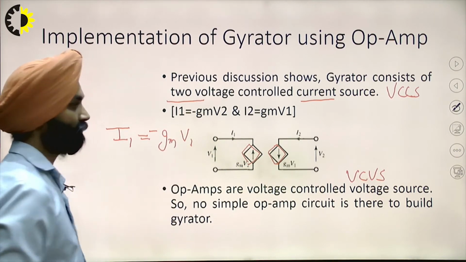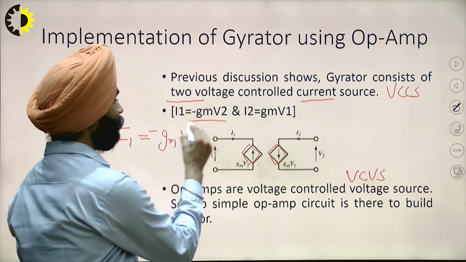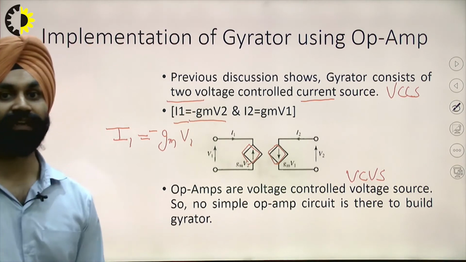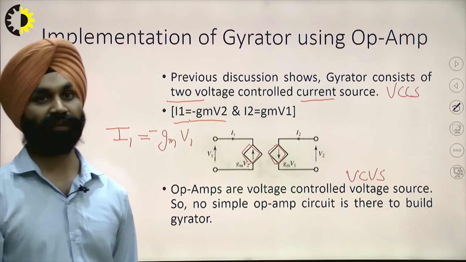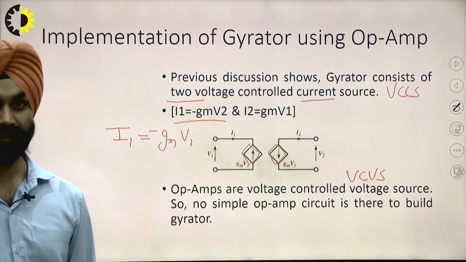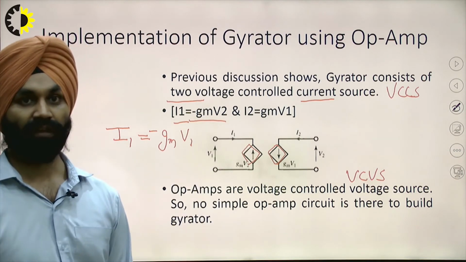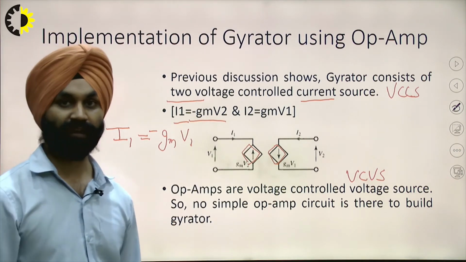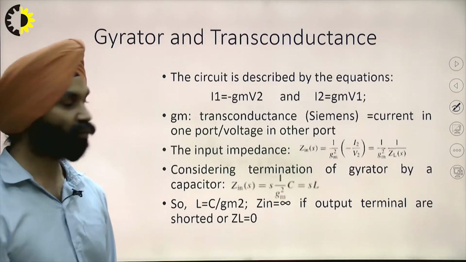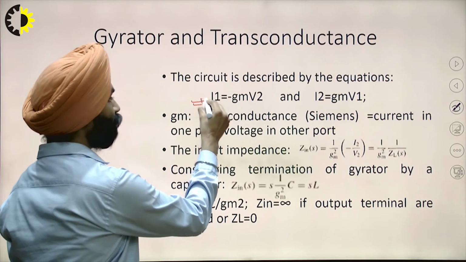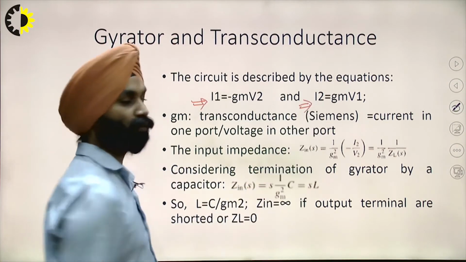GM, the conductance. So this equation can be implemented using transconductance. We will see it again shortly. We can implement it using transconductances. Here the input current is proportional to the output voltage, and the proportionality constant is GM, which is the transconductance. So we have two equations, one for the input current and the other for the output current, which is proportional to the input voltage.